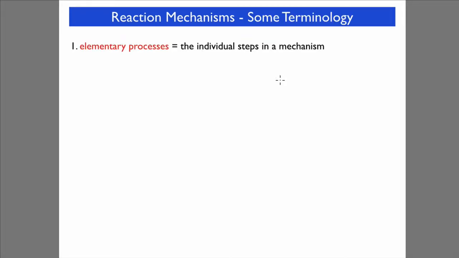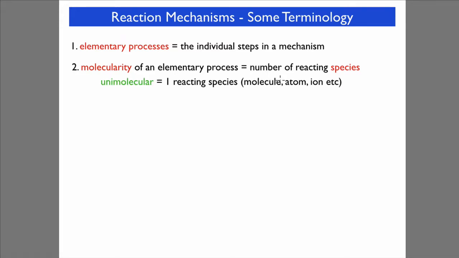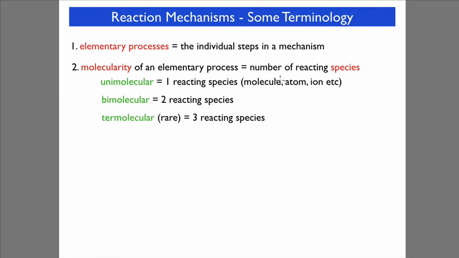Some terminology. Elementary processes. These are the individual steps in a mechanism. Molecularity of an elementary process. This is the number of reacting species. Unimolecular means 1 reactant species, so it'd be 1 molecule, atom or ion. Bimolecular means 2 reactant species. And termolecular, which is very rare, would be 3 reacting species. 3 things colliding at a single point in time for a reaction to take place.